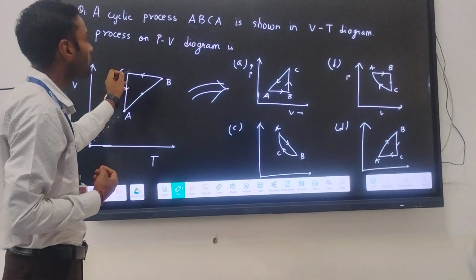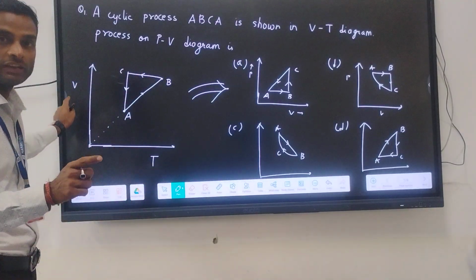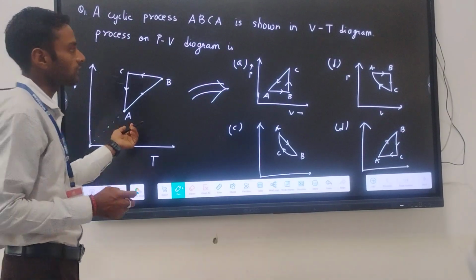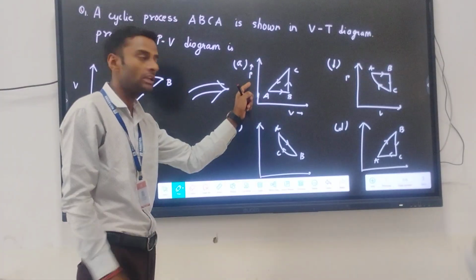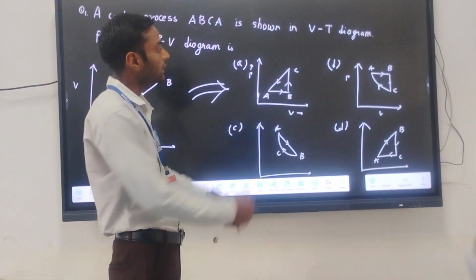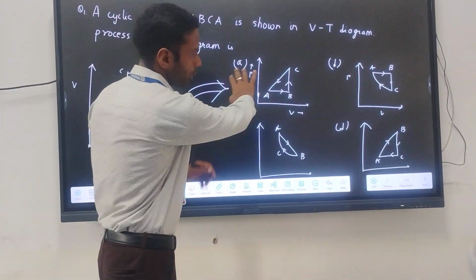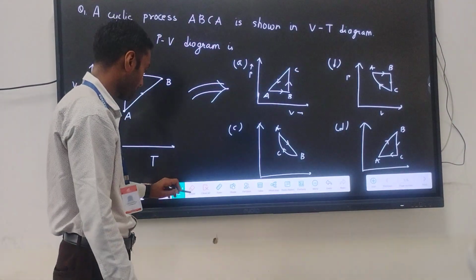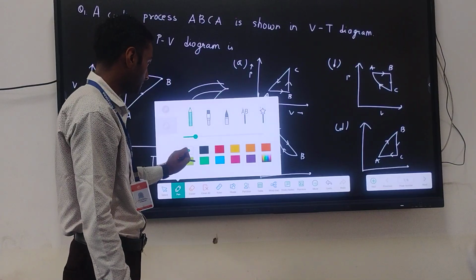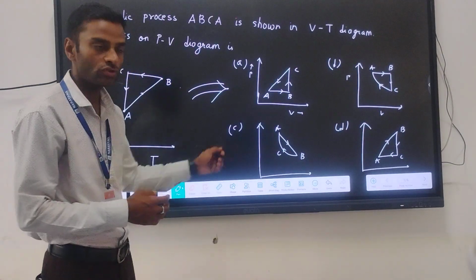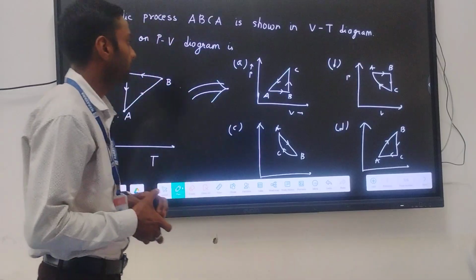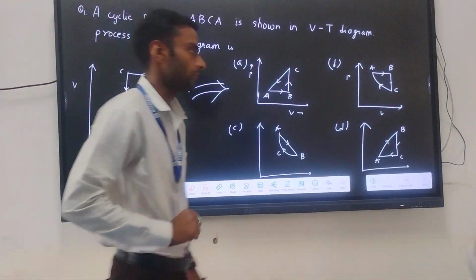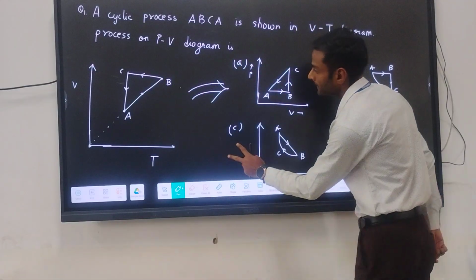This is a cyclic process and it is shown on a VT graph, volume temperature graph. The same process can be shown in a PV graph. How can it be shown? Which of these are the options? Which of them are correct? Okay, so we will solve this.